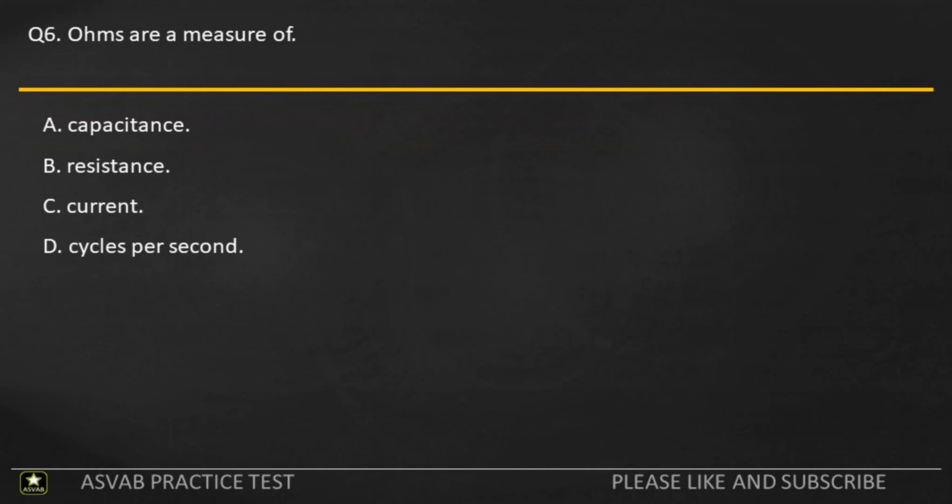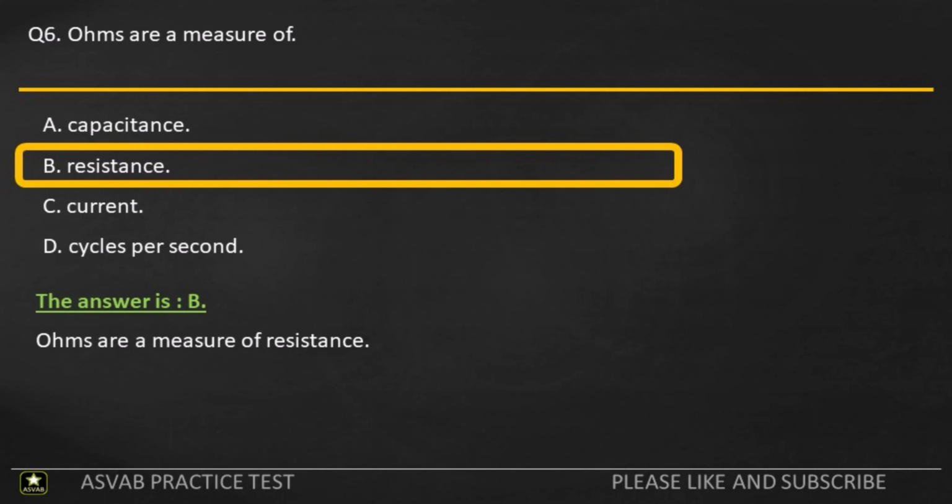Q6. Ohms are a measure of A. Capacitance, B. Resistance, C. Current, D. Cycles per second. The answer is B. Ohms are a measure of resistance.